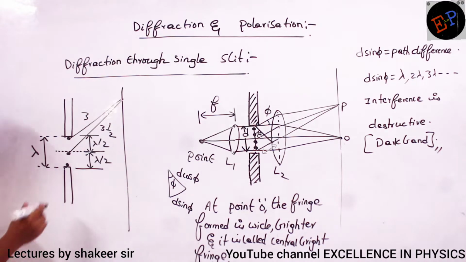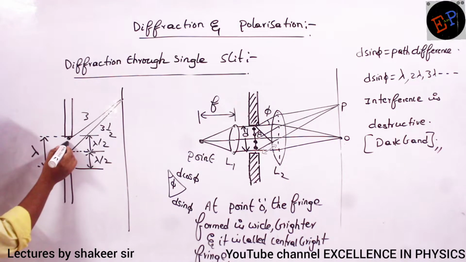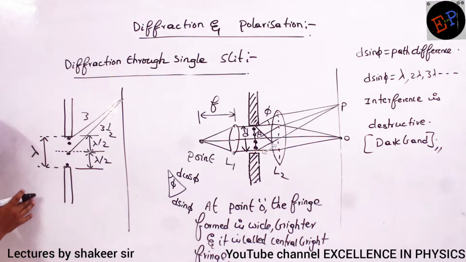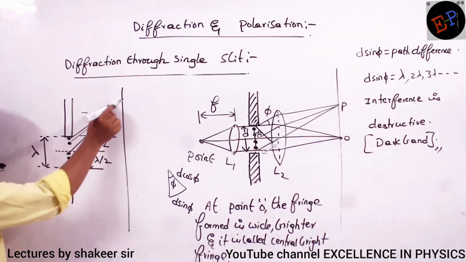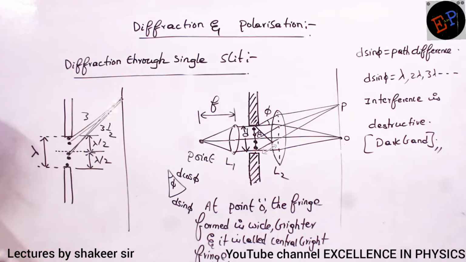Okay, now see. I will take one more source of light exactly below this one, and one more source of light exactly below this one. Now what is the path difference between these two? Lambda by 2. So they also interfere destructively. Are you able to understand?